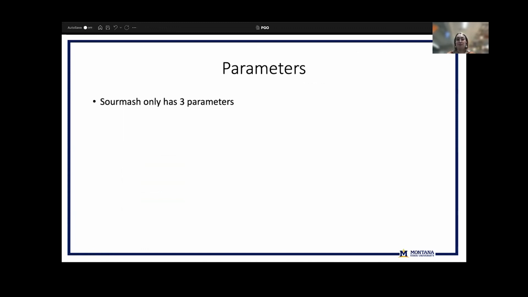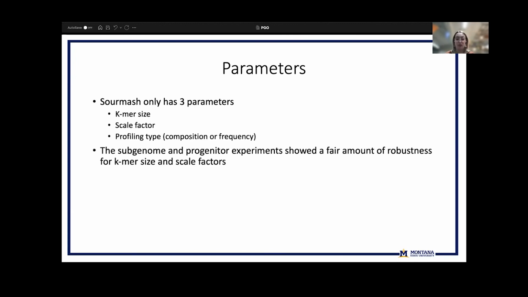So when it comes to parameters, sour mash is excellent because it really only has 3 parameters, which makes it very easy to use. Its parameters are Camber size, scale factor, and profiling type, so for example, Camber composition or frequency. The subgenomic progenitor experiments did show a fair amount of robustness for Camber size and different scale factors when I played around with them, which was very interesting.